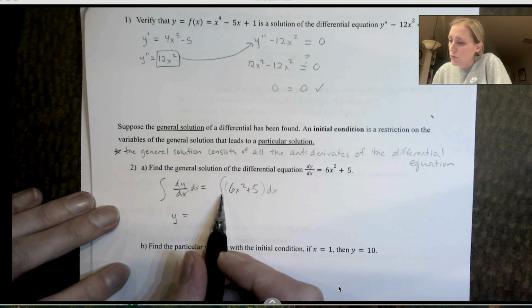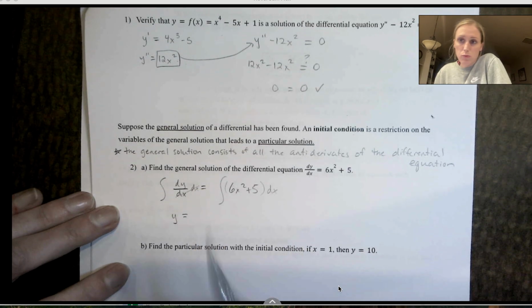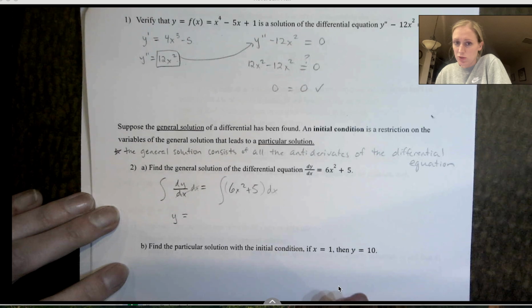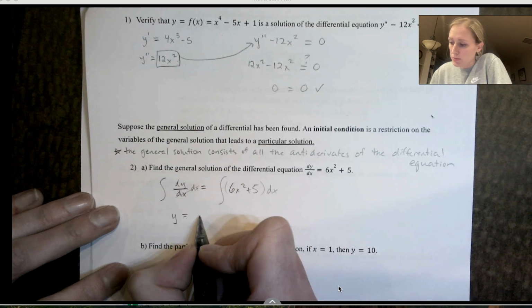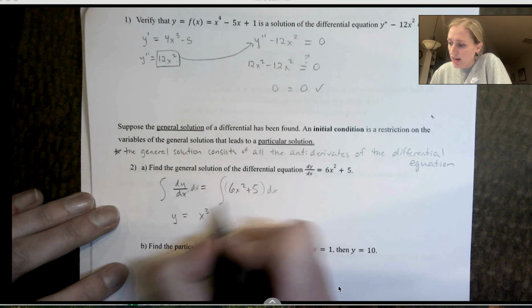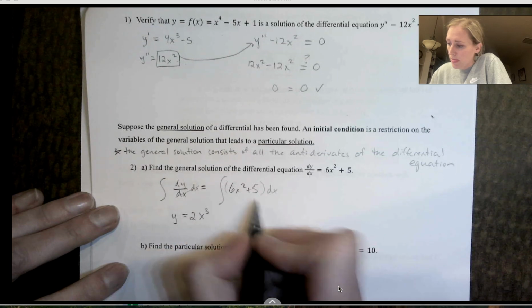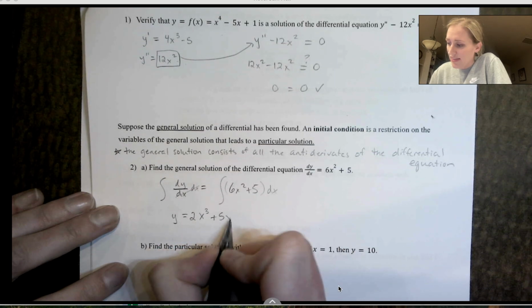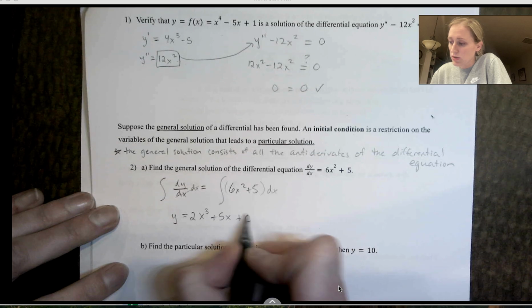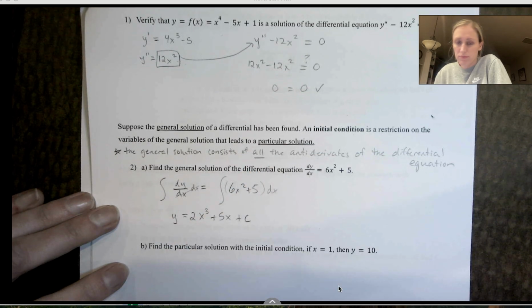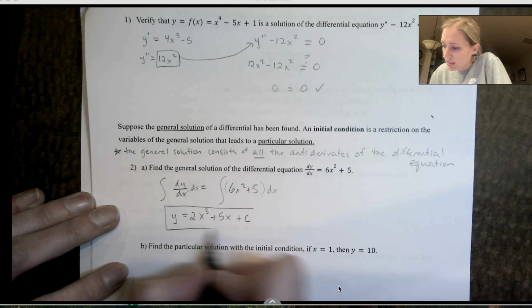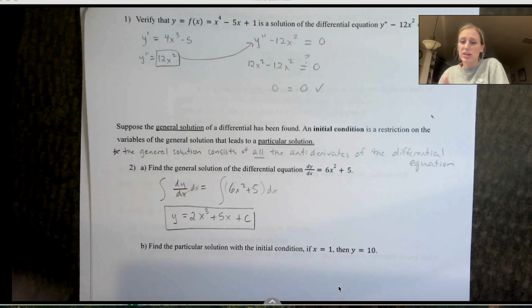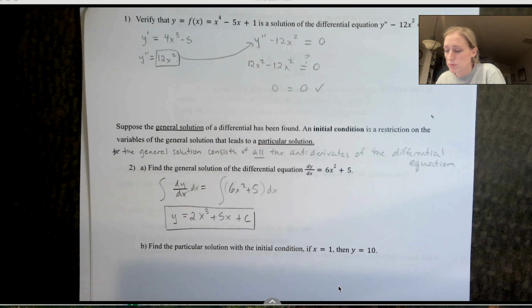So now we know how to evaluate this, right? What is the antiderivative of 6x squared plus 5? So we add 1 to the exponent and then divide 6 by 3 and get 2. And then this is going to be 5x. And then I have to include the plus c. So the plus c is what gives us the whole family of antiderivatives. It's a family of possible solutions to this original differential equation.